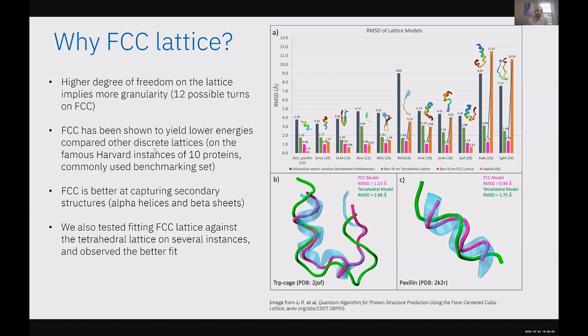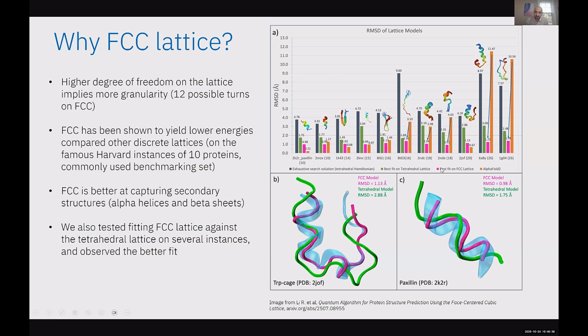What you see on the right side is a bunch of different protein PDB structures that we wanted to test and compare against tetrahedral. These are all done classically, by the way. There is no quantum on this slide yet. We took the native structure from PDB, fit the best FCC lattice, fit the best tetrahedral lattice, and computed RMSDs to see if FCC is giving us a much nicer fit.